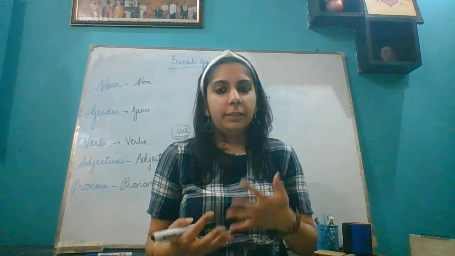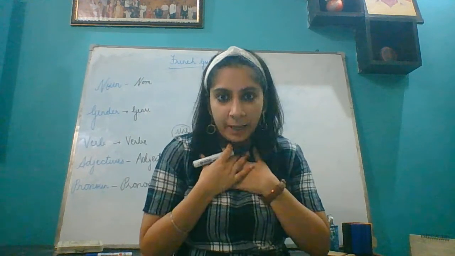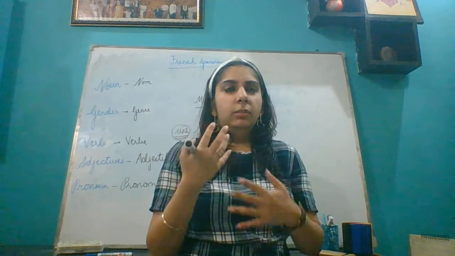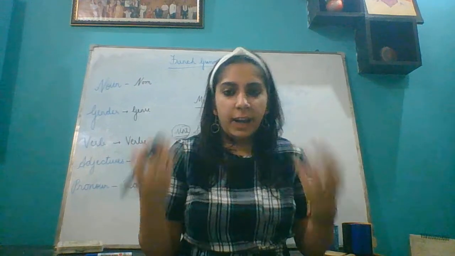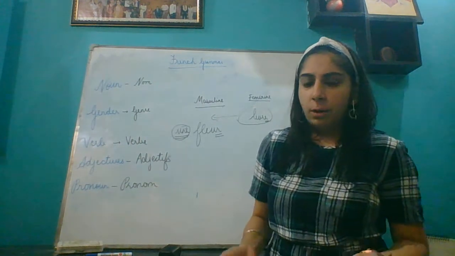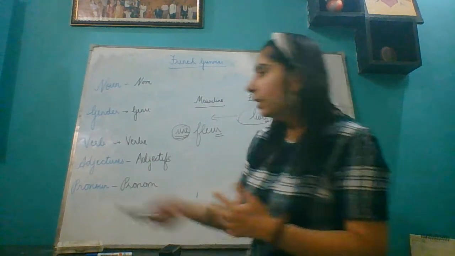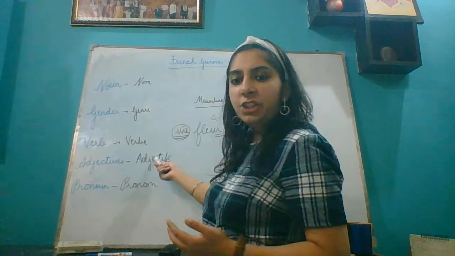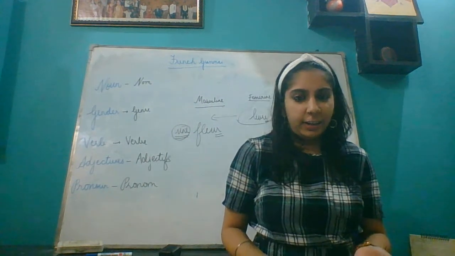Adjectives are what describe a noun. For example, if I have to describe myself, I can say I am good, I am cute, whatever adjectives come into my mind. My skin color is white. Anything that comes into your mind, that's what you can use to describe yourself. So whatever words you would use to describe yourself are called adjectives. Adjectives in French are called adjectif.